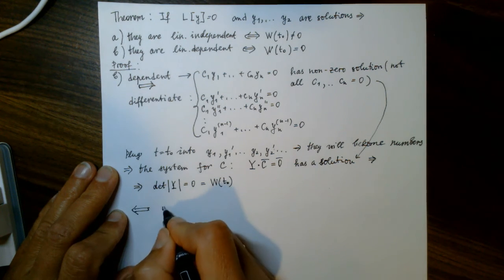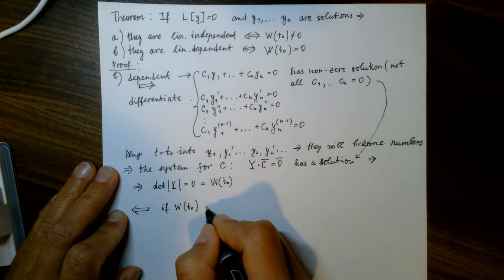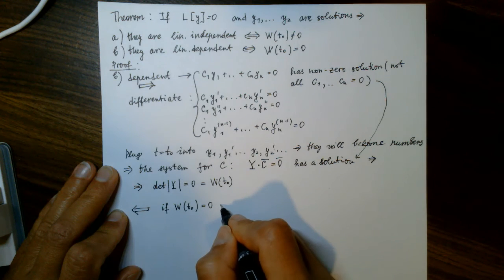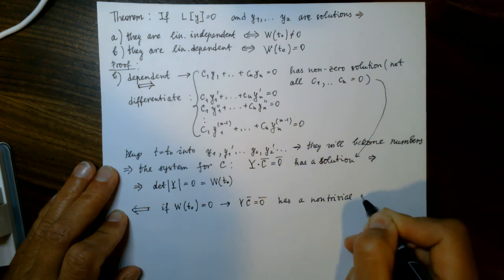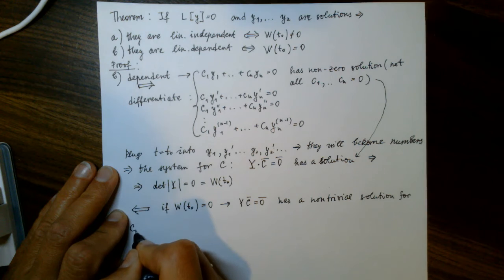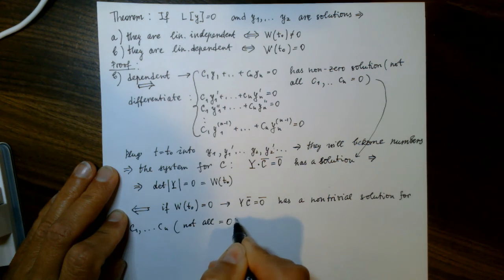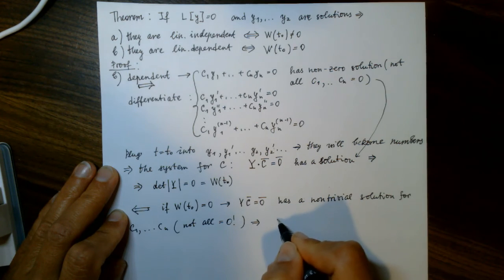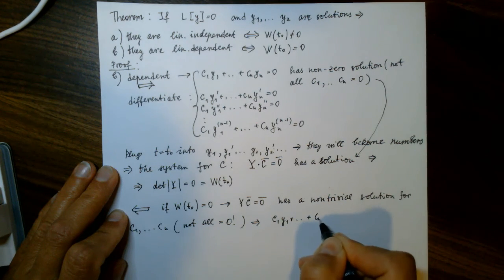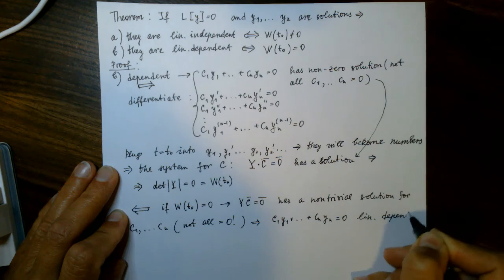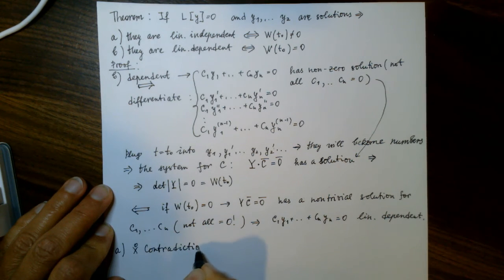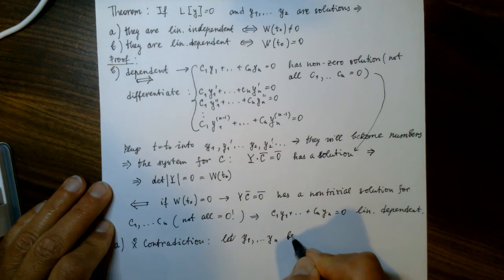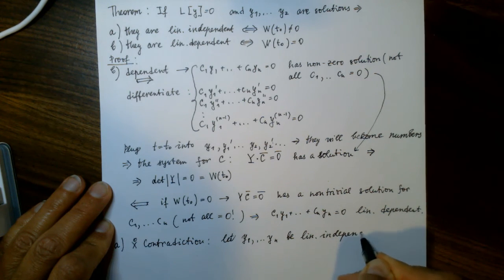Okay, the opposite direction. If the Wronskian is equal to 0, then they are dependent. So here I was proving that from dependent follows that the Wronskian is 0. Now I'm going to prove the opposite, that from the Wronskian equals 0 will follow that they are dependent. Basically, I'm going to write down the same system and say, okay, if the Wronskian of this system equals 0, then the system has a non-trivial solution. We know this from linear algebra, right? When the determinant is equal to 0, the system has a non-trivial solution for the constants. So that means that the linear combination is going to be identically equal to 0 if we put this solution into this linear combination. So it means that the functions are linearly dependent.